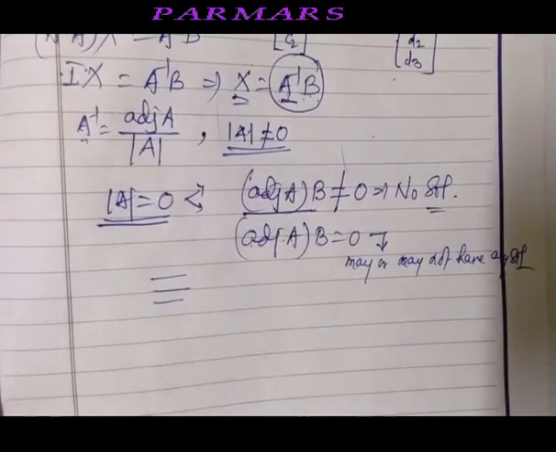And suppose the determinant of A is equal to 0, then again you are required to find adjoint A at any cost. So you find adjoint A, multiply with B. If it is not equal to 0, you can immediately say that the system has no solution. If it is equal to 0, it may or may not have a solution.